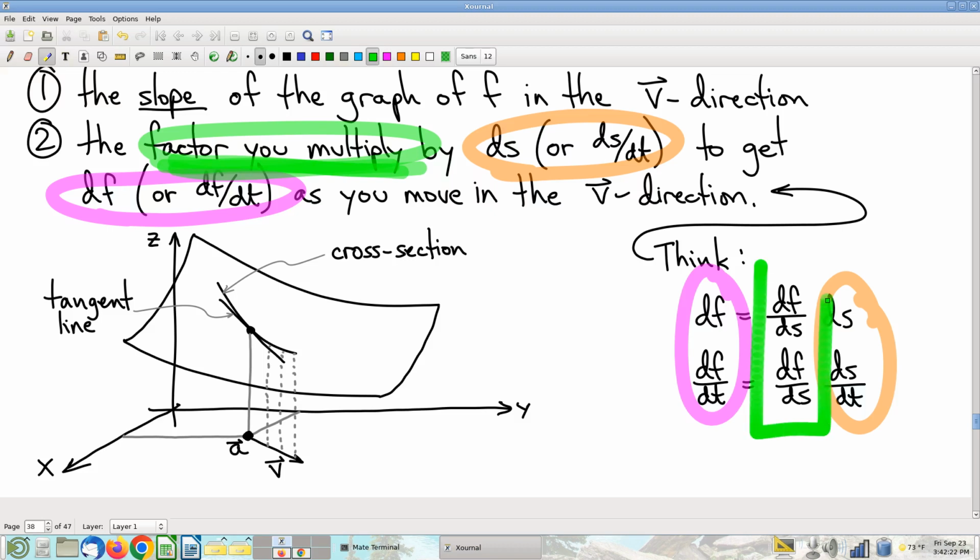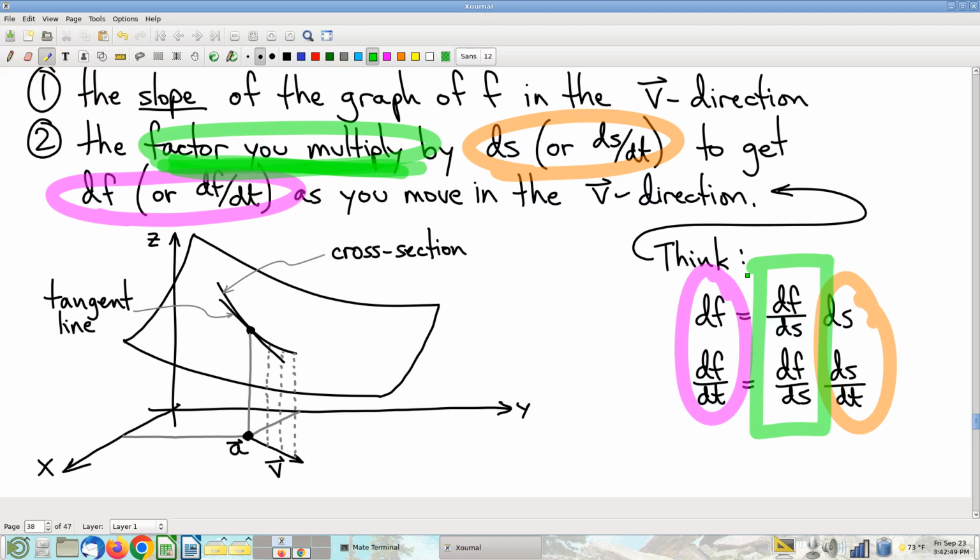And I think it's a pretty easy pitch that this notation here makes loads of sense. What do you multiply by ds to get df? How about df/ds? Right, seems pretty reasonable. And I would read this as rate of change of the function with respect to distance. Not to be confused with rate of change of the function with respect to time. These are different things.